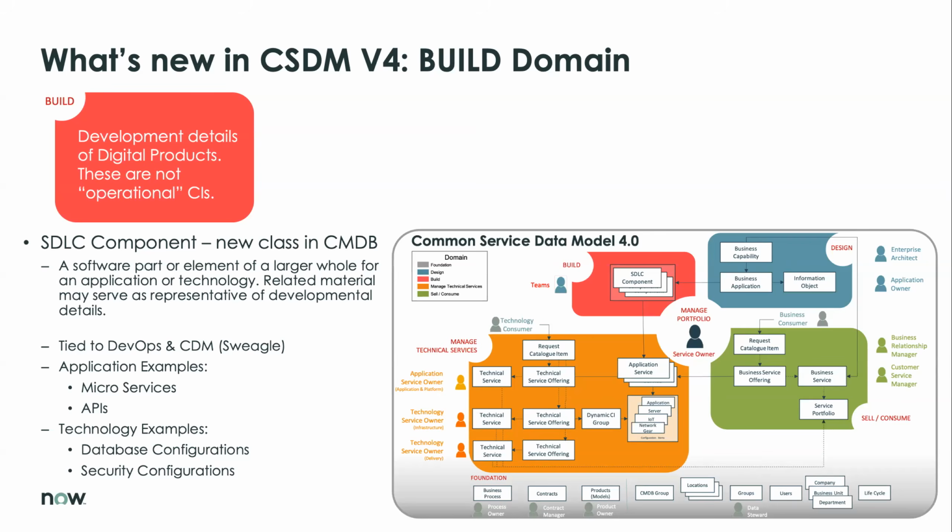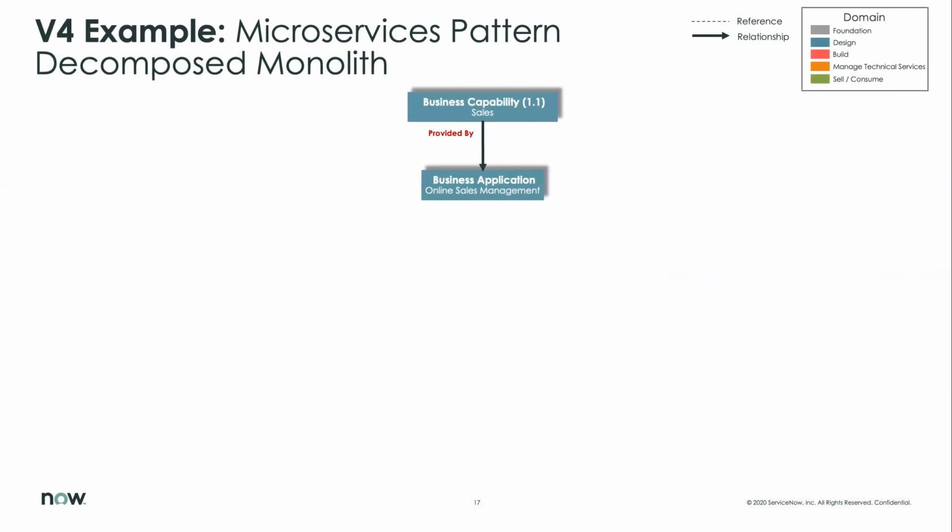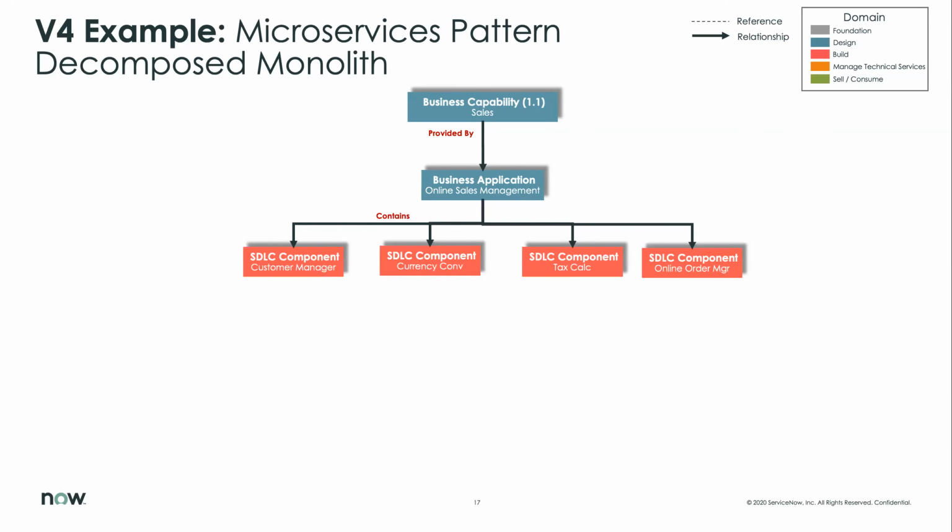So what does that start to look like when we build out using the common service data model? From a design perspective, we've got our business capability and our business application. In this scenario, we have online sales management. From there, we know that our online sales management is actually made up of 4 components, 4 pieces that come together and represent our online sales management.